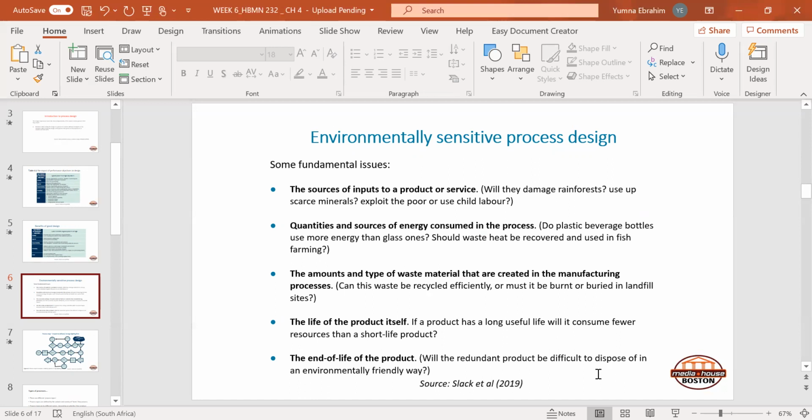So we know that plastic is a very big problem, and we find that a lot of plastic is ending up in the ocean. So at the end of the life of plastic, it's not biodegradable, and it's ending up in the ocean. And so the end of life of plastic is a huge problem in terms of damaging the environment.